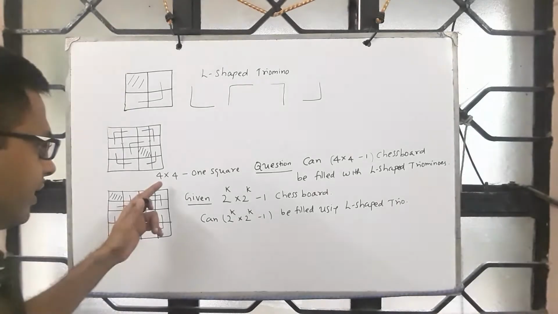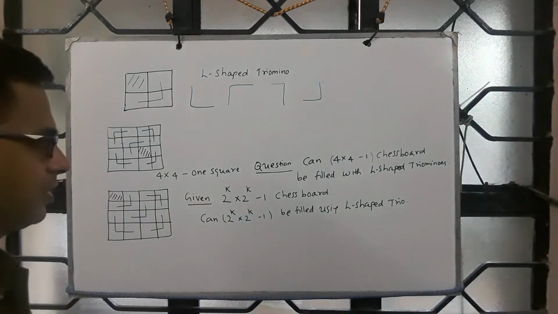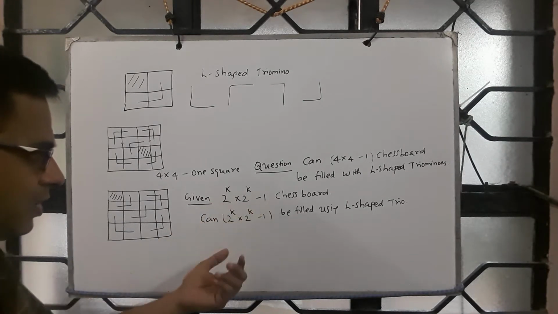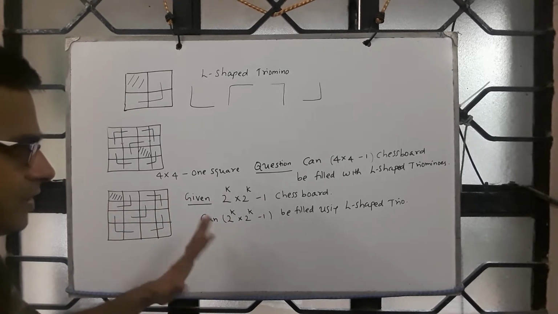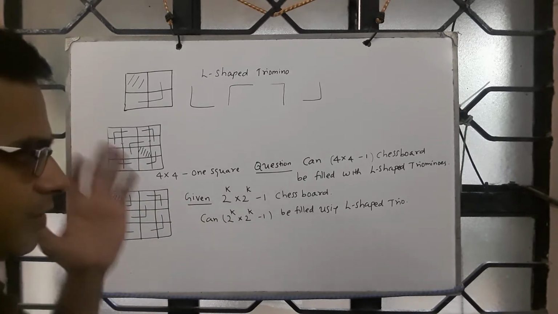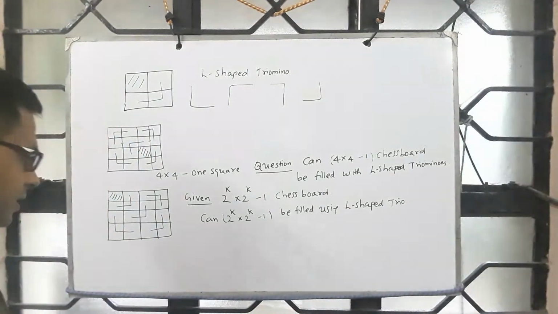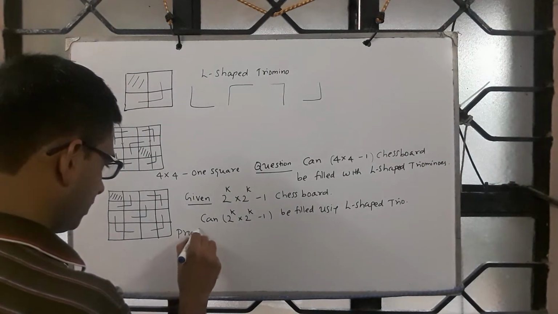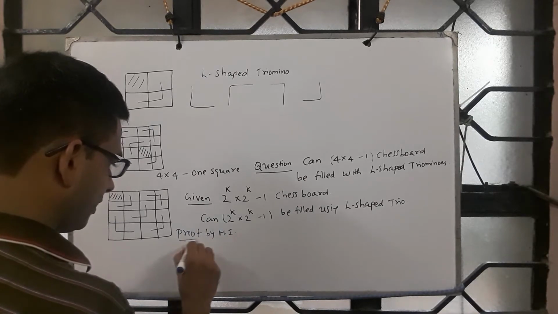So it could be 8 cross 8 minus 1, it could be 16 cross 16 minus 1, it could be any 2 power k cross 2 power k minus 1. The one that I remove, it could be any one square. Now we are asking, if this is the case, can this be filled using L-shaped triominoes? As always, let's make an attempt using induction. So proof by mathematical induction.